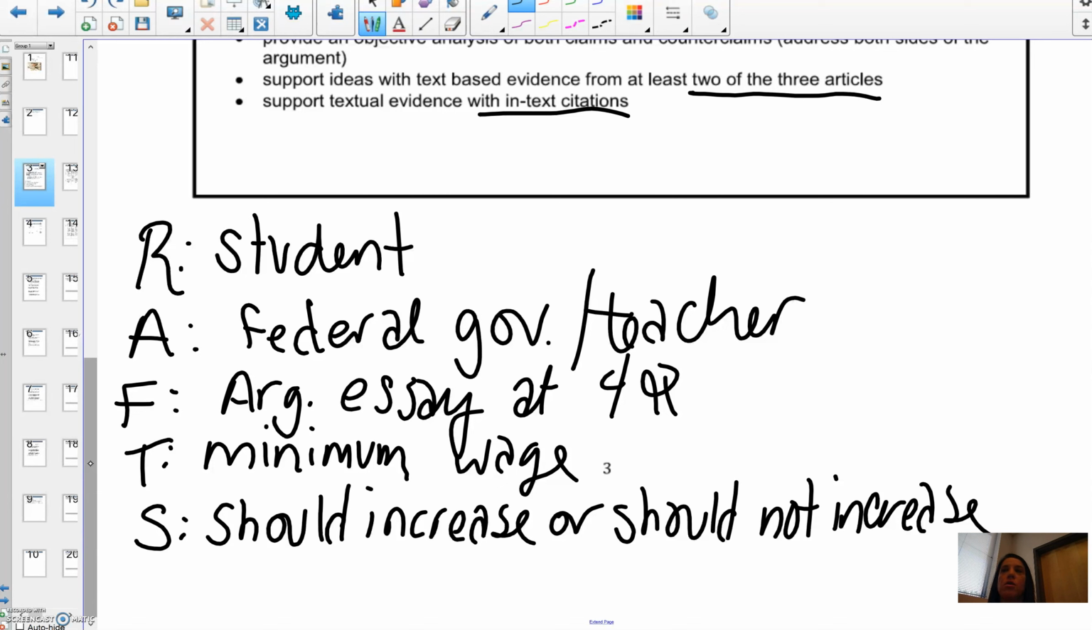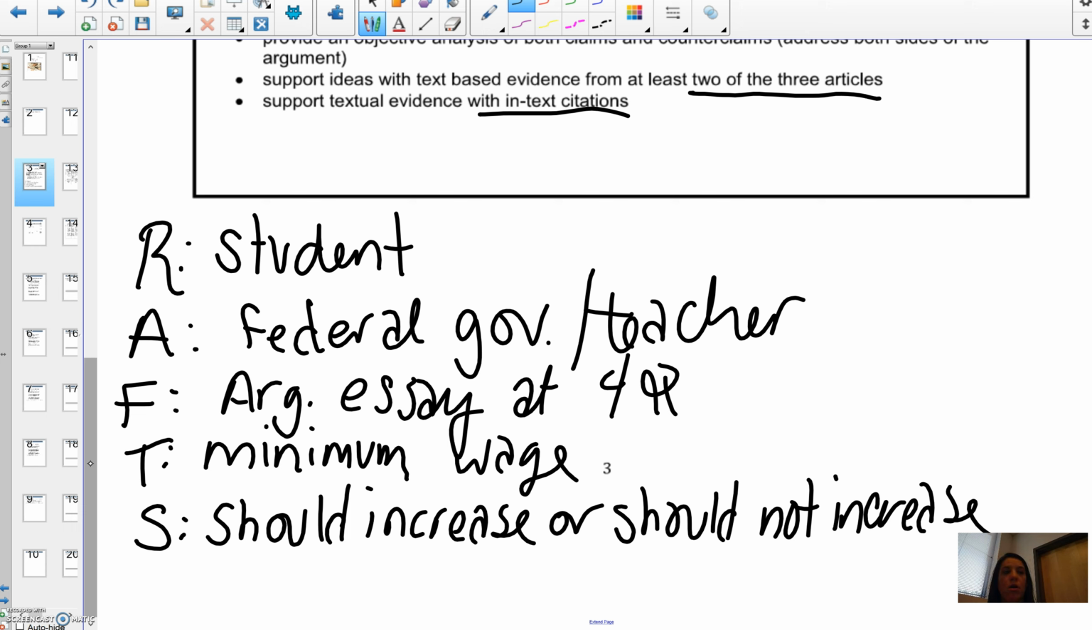So it's always important to know what the prompt is asking you, because if you do not write on the right topic, you're at a major disadvantage to begin with. It's also important to know what you're choosing, because as you read the articles, you're going to be looking for support throughout. So you want to make sure you know which way you're going, know that you have a choice on the stance, and then you're going to be looking for that information when you are reading the articles.